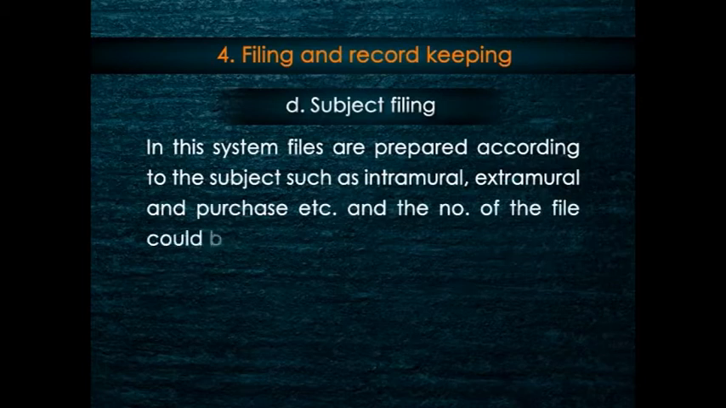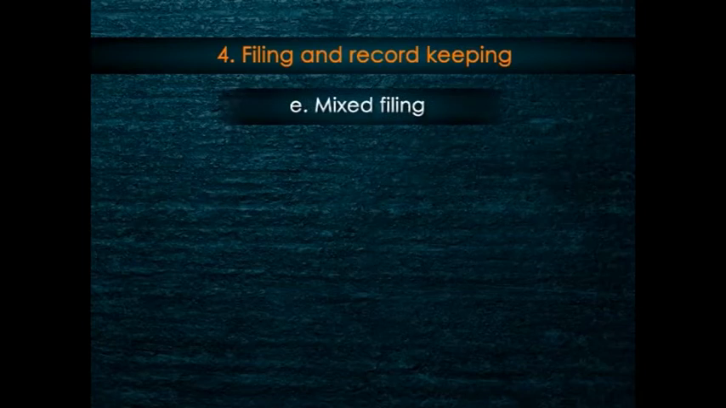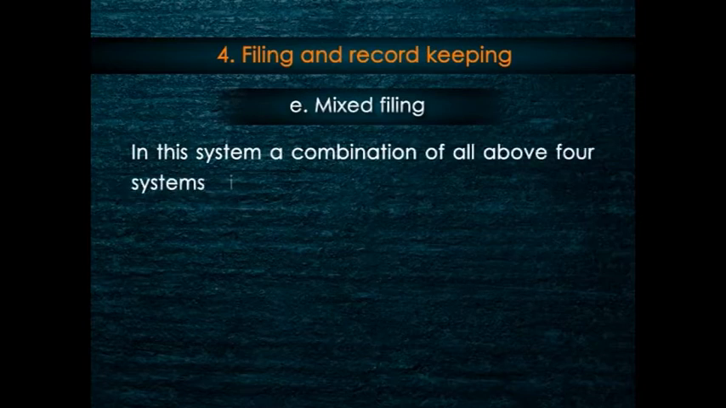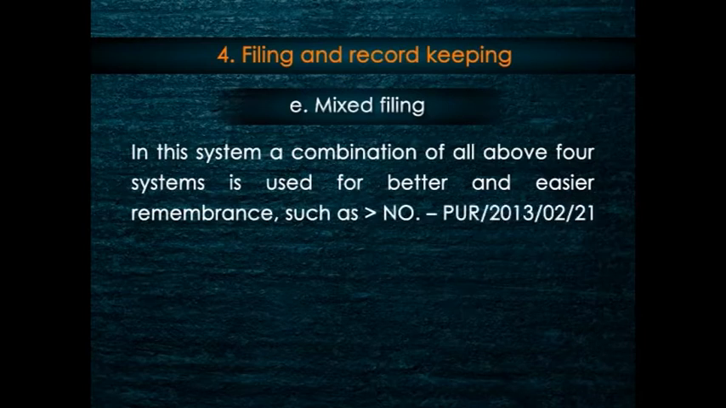etc. And the number of the file could be, for example, IM for intramural, EM for extramural, PUR for purchase, and the file number could be PUR/21. E. Mixed file. In this system, a combination of all the above 4 systems is used for better and easier remembrance, such as the file number could be PUR for purchase /2013 for the year /02 for the month and 21 for the day.